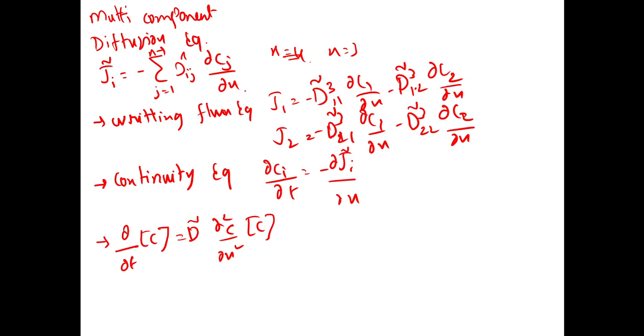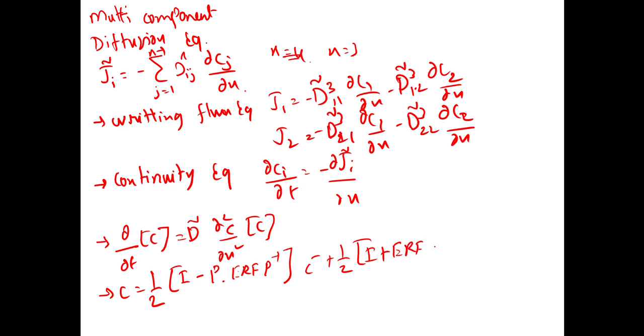Then apply the similarity transformation matrix, finding the eigenvalues and eigenvectors of D. Then finally we'll get the concentration of this multi-component system: 1 by 2 into P I into error function P minus P inverse C bar plus 1 by 2 I plus error function P into P inverse C plus.